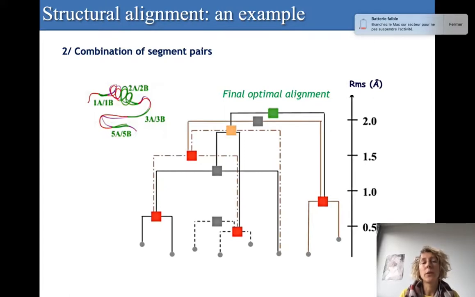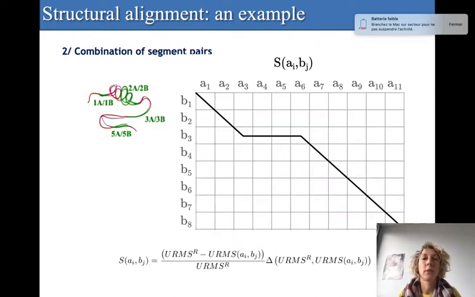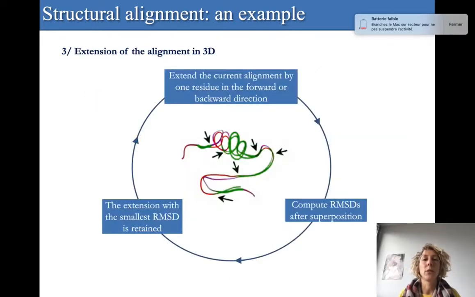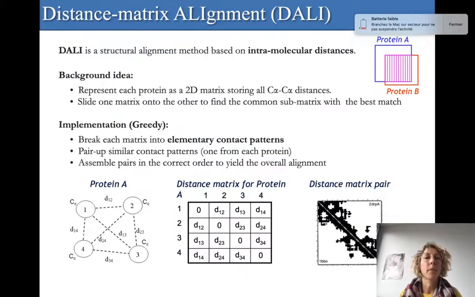And then to combine, you have a combination problem. So you want to find the optimal alignment. It's a combinatorics problem, but you have to sometimes make some sacrifices on the pairwise alignments. That's just like sequence alignments. So here you have an example where you have a matrix like a sequence alignment matrix, and you will use this URMS metric to find the best path, which is the optimal alignment. Okay, and then you can extend by refinements.